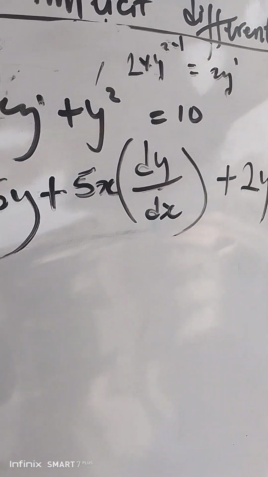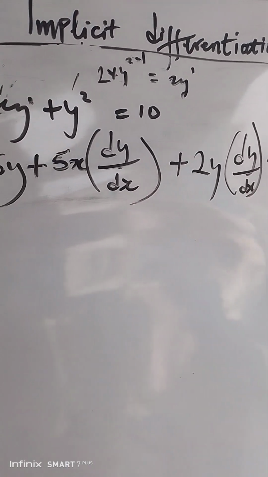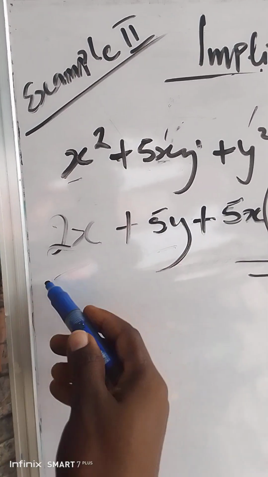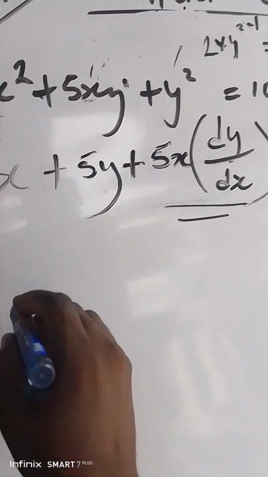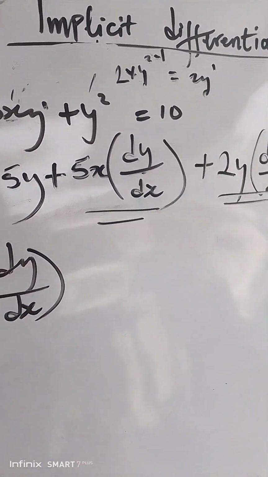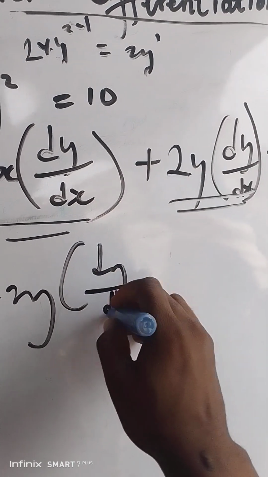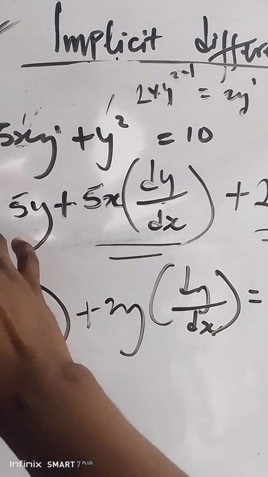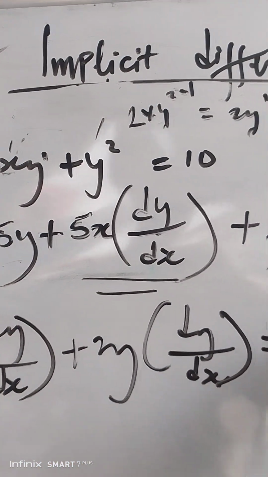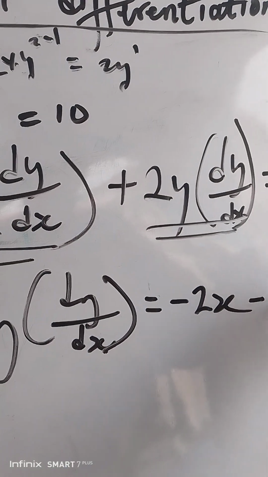Okay, so at this point we collect our like terms. Like I say, the terms that are like terms here are the terms with dy and dx attached to them. Like this and this are like terms, while this and this will move over to the other side. So repeating this, we have 5x open bracket dy all over dx, close the bracket. Then you still have this plus 2y open bracket dy all over dx, close the bracket, is equal to, we move this first term, which is 2x, so having a plus here becomes minus 2x, and then we move this, having a plus here becomes minus 5y.